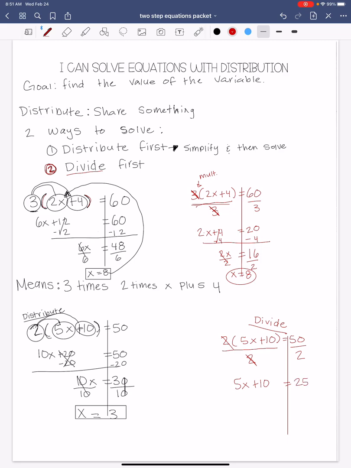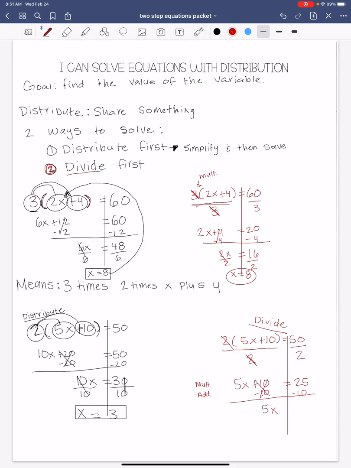Now we have 5 multiplied by x plus 10. We've got to undo the multiplication and the addition, and it's easiest now for us to start with that addition because it's not tied to the x. So we subtract 10, or excuse me, subtract 10 from both sides. 10 minus 10 is 0, so those are gone.